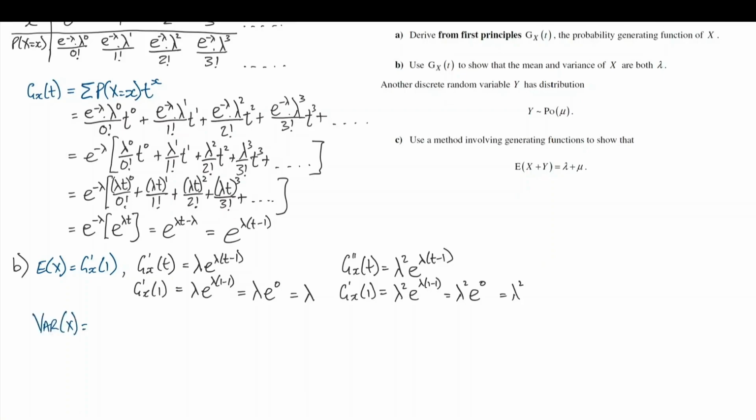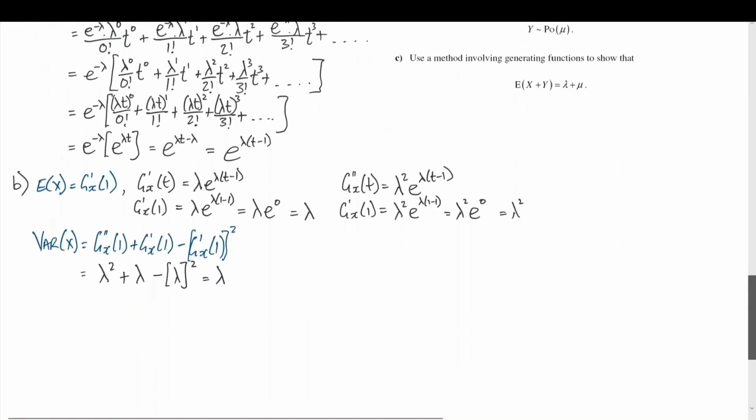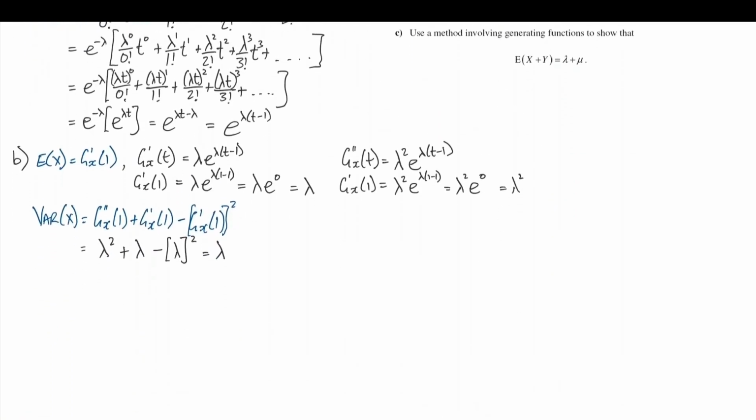The variance of x, well, that's going to be G double dash of 1, plus G dash of 1, minus G dash of 1 squared. Substituting each of these, we can see that it all falls away to leave us with just lambda. So what a nice way to show that both the expectation and the variance are going to be lambda.